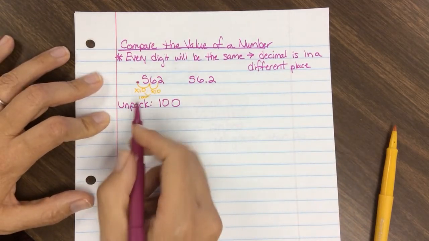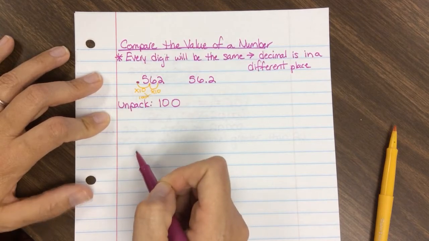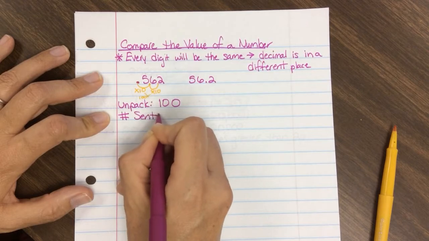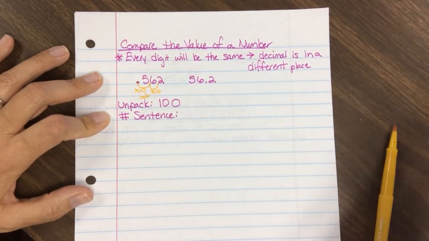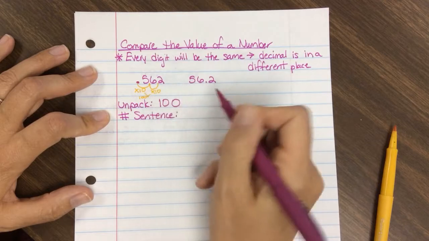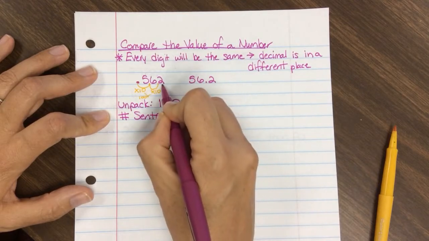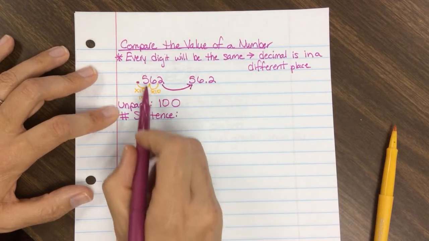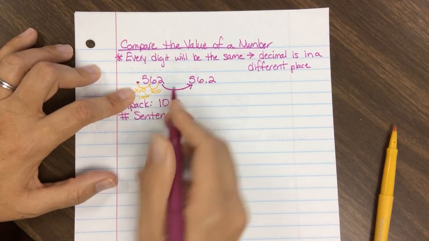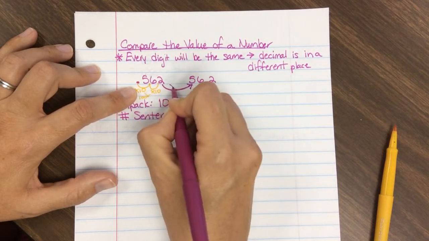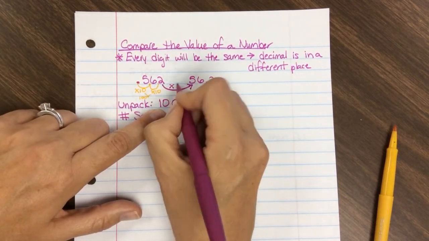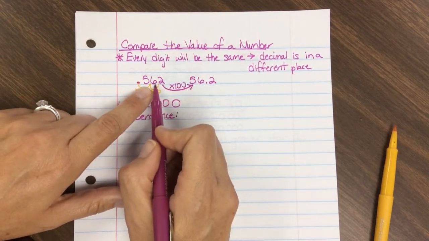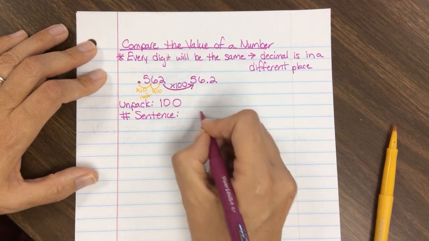So once I've unpacked and figured this part out, I now need to write my two number sentences. So I ask myself, how do I go from a smaller value, I do my arrows, to a larger value? Well, if I need this to become this, smaller becoming larger, I'm multiplying by our unpacked number, 100. Because 562 thousandths times 100 should equal this.